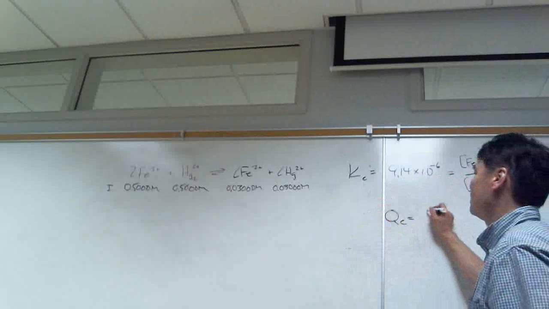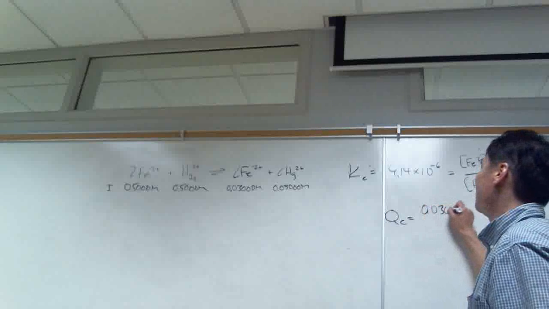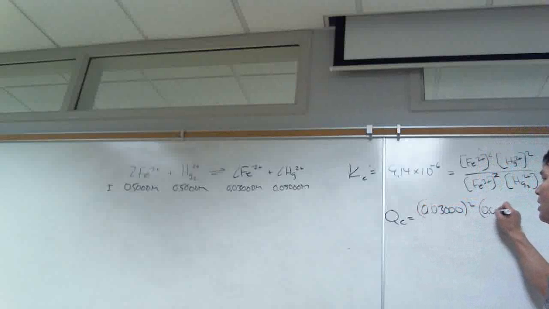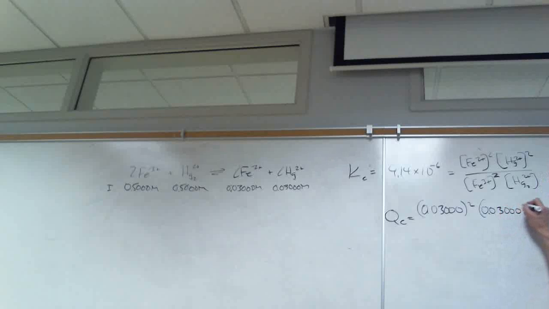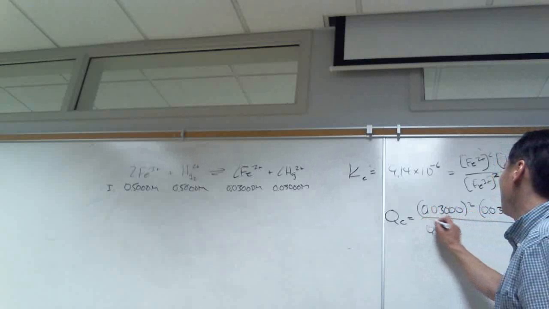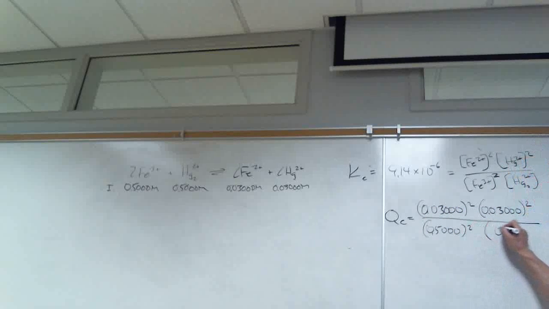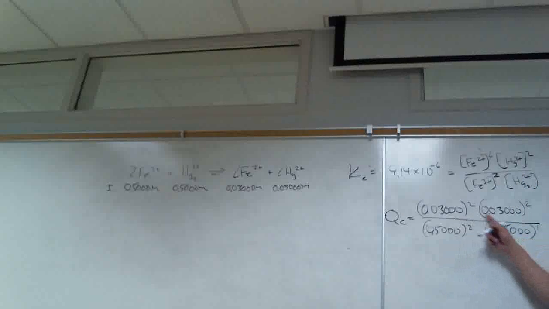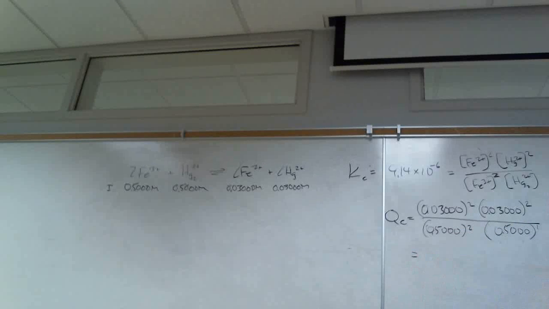And so plugging in the initial concentrations, the initial concentration of iron 2 is 0.03 thousand, and this is going to be squared. The initial concentration of mercury 2 is 0.03 thousand, squared, divided by the initial concentration of iron 3, 0.5 thousand, squared, and the initial concentration of mercury 1 is 0.5 thousand, but that's raised to the first power, not squared. And so this is going to be 0.03 to the fourth, divided by 0.5 to the third. Can somebody calculate our Qc value and see what it comes out to?